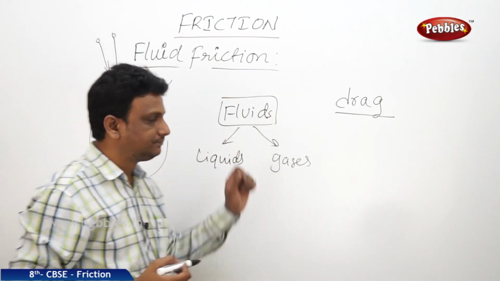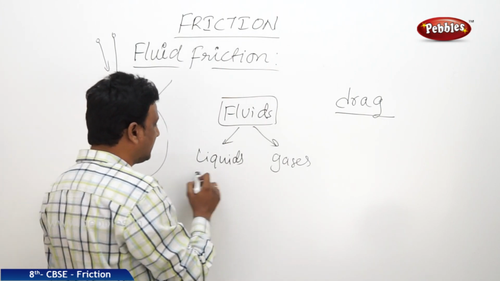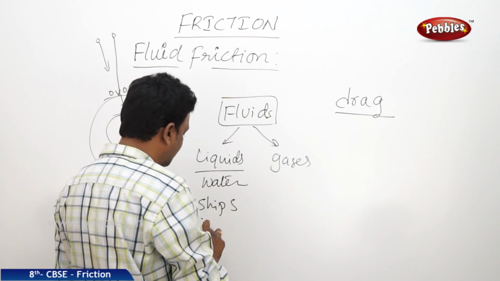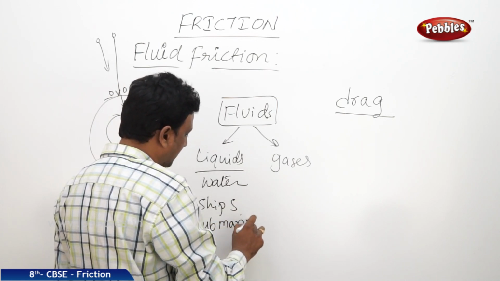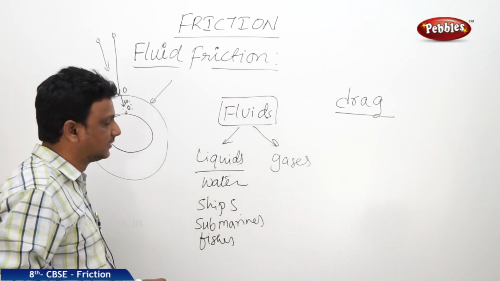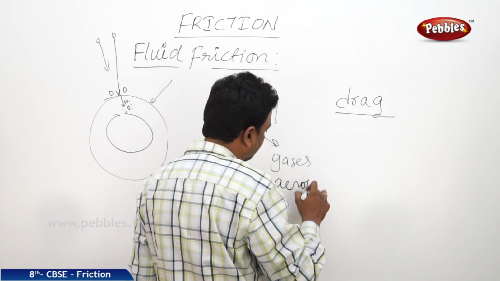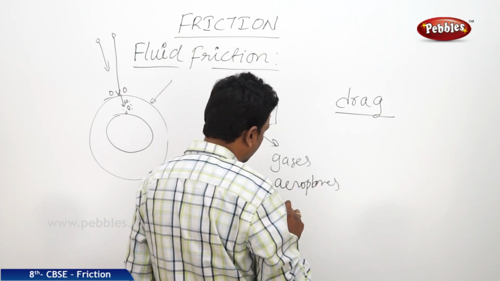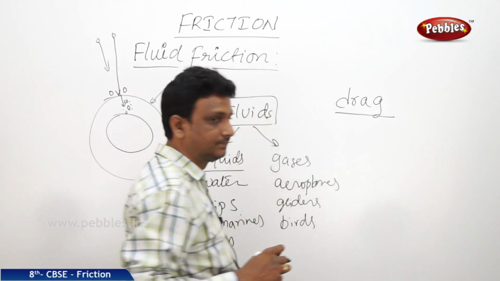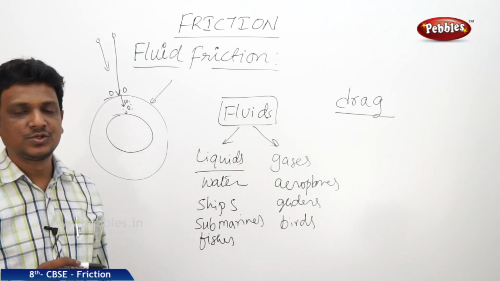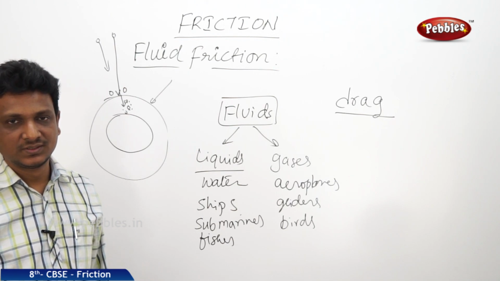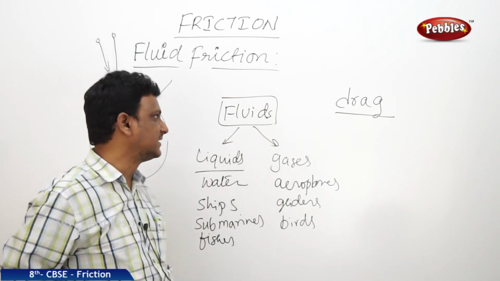So, coming back here. I told you, in the case of liquids, in the case of water, ships, submarines, fishes, these are all having friction with the water. In gas, aeroplanes, gliders, birds, they all have friction. So friction will stop them. The energy is wasted because of the friction. So how can we reduce friction in these cases, in the case of fluid friction?